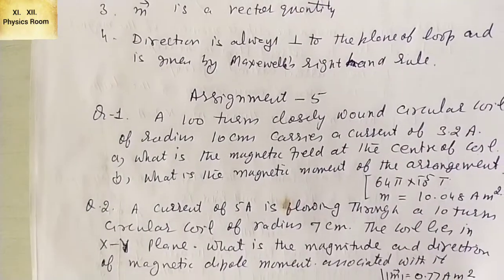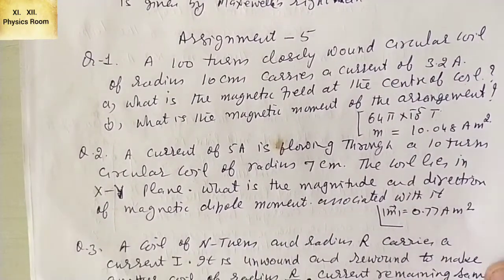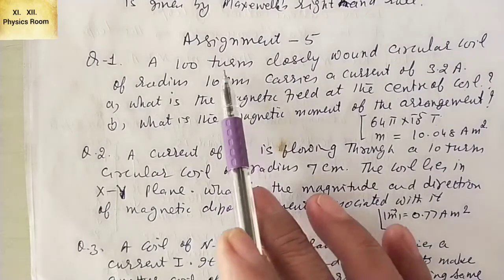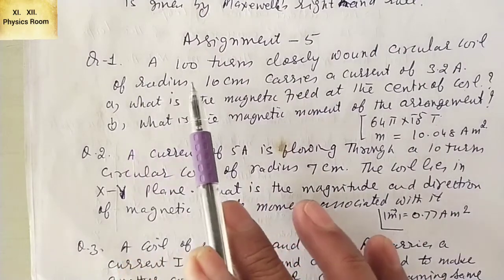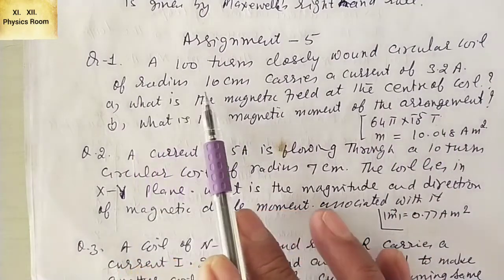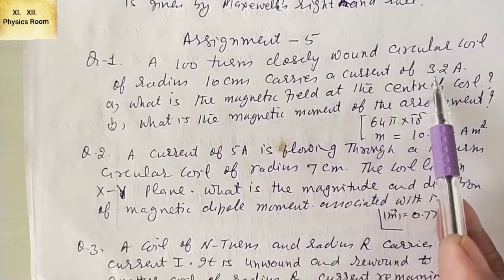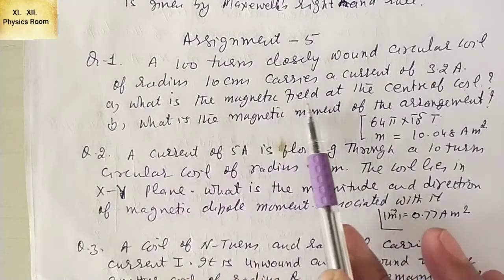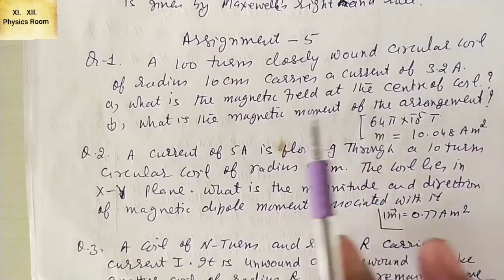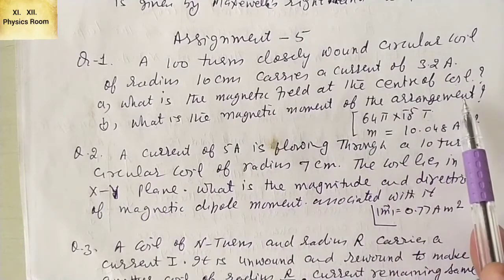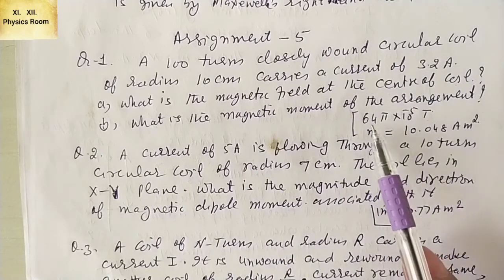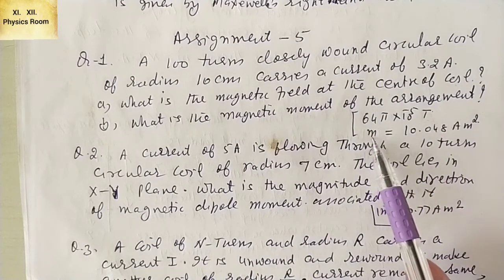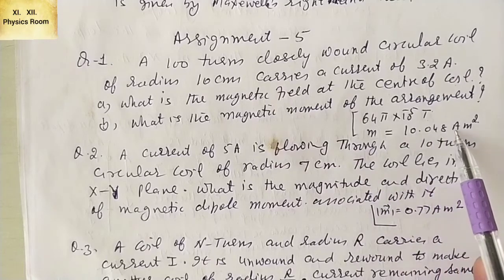Now, some questions on the current carrying loop. Assignment 5. Question number 1. A 100 turns closely wound circular coil of radius 10 centimeter carries a current of 3.2 ampere. A part, what is the magnetic field at the center of the coil? B part, what is the magnetic moment of the arrangement? The answers are: magnetic field 64 pi into 10 raised to the power minus 5 Tesla and magnetic dipole moment 10.048 ampere meter square.